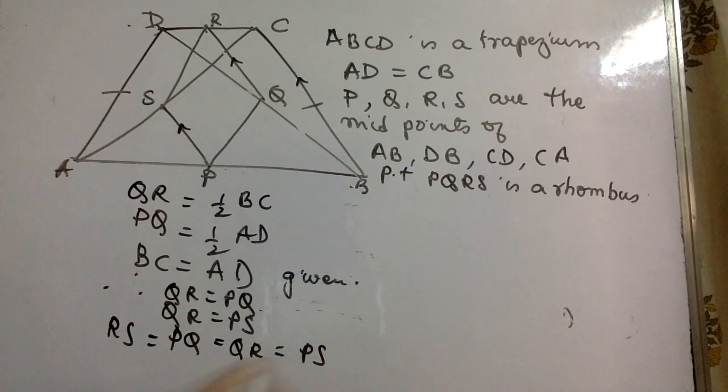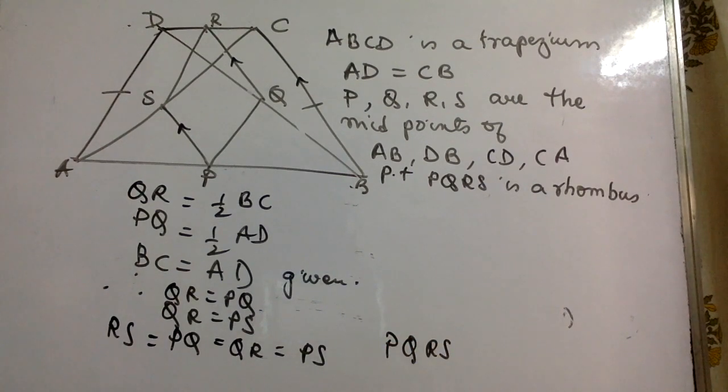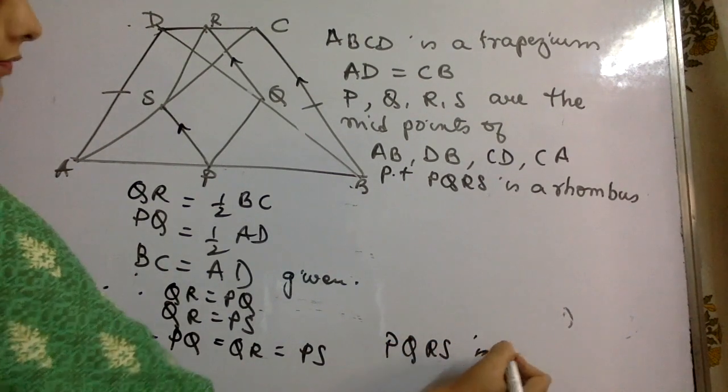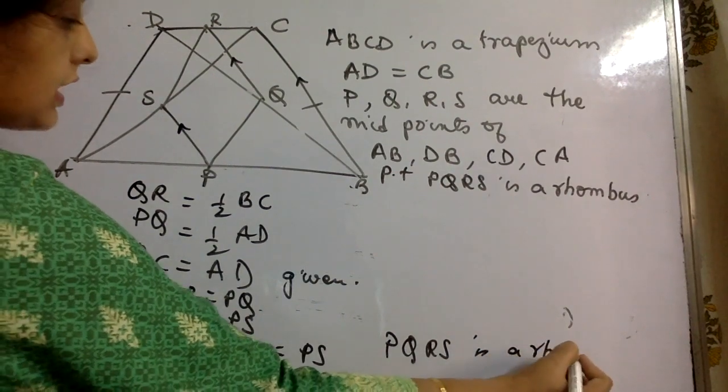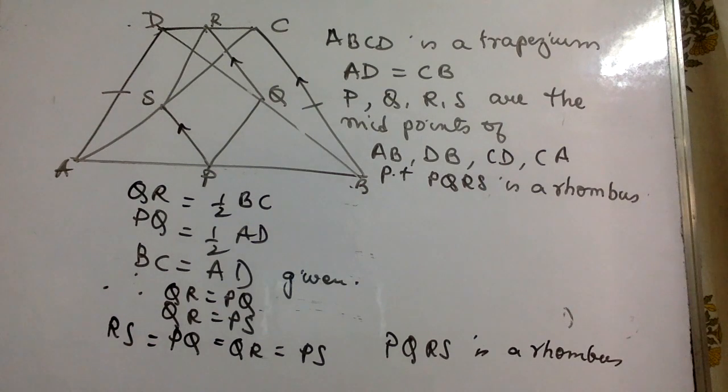Therefore PQRS is a rhombus because we have just proved all sides are equal. That's it. So I repeat this. It can be slightly confusing, and this sum can be confusing in a hurry.